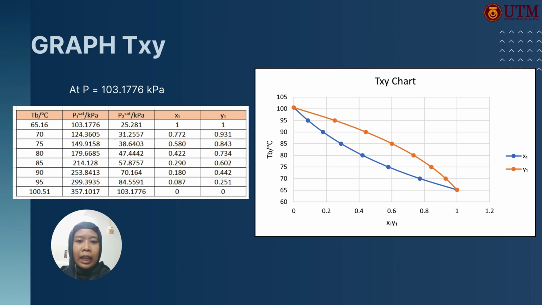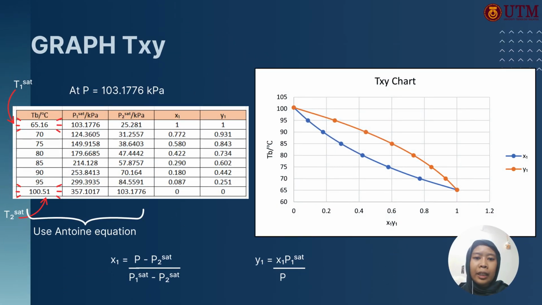Next, the picture shows a TXY chart for the mixture of methanol and water. The graph is generated at P equal to 103.1776 kPa. We calculate the TB, P1 set and P2 set by using the Antoine equation. At P equal to 103.1776 kPa, we get the value of T1 set equal to 65.16 degrees C and T2 set equal to 100.51 degrees C. The step size interval between the T1 set and T2 set is 5. For the value of X1 and Y1, we calculated using the equation shown.